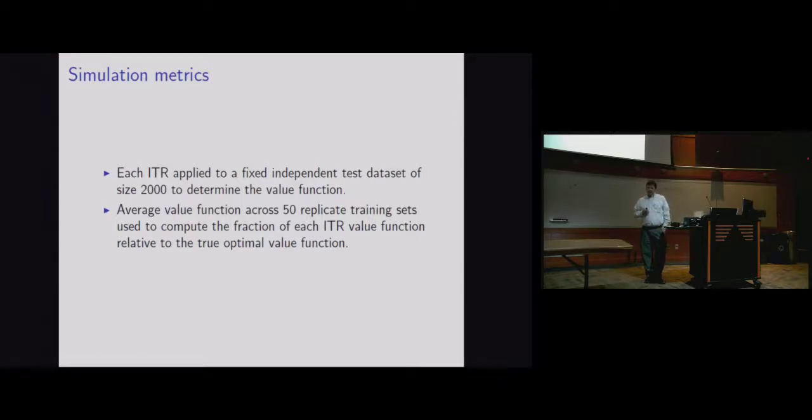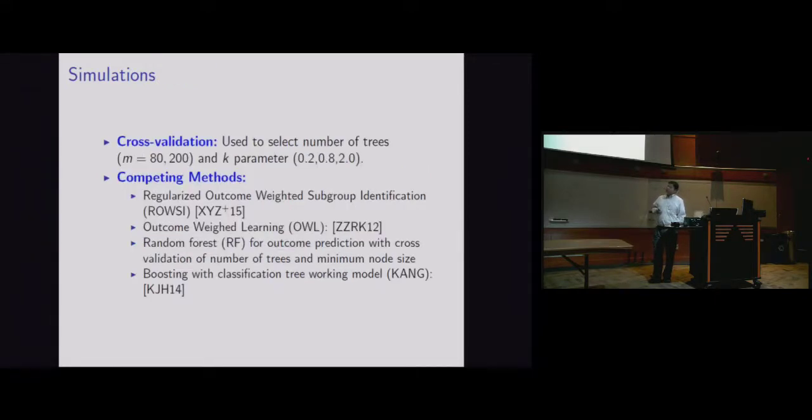And the average value function across 50 replicate training sets was used to compute the fraction of each ITR value function relative to the truth. So everything that you see here is normalized by the value function for the actual true optimal value function. And we did use cross-validation to select the number of trees, as well as the K parameter. Is that the notation you used earlier today? Okay. So we used a couple of values for the K parameter here as well with cross-validation.